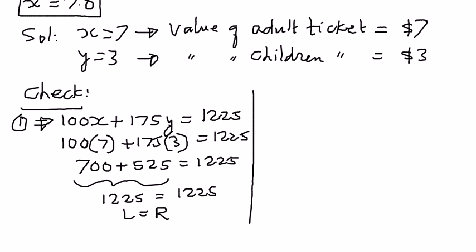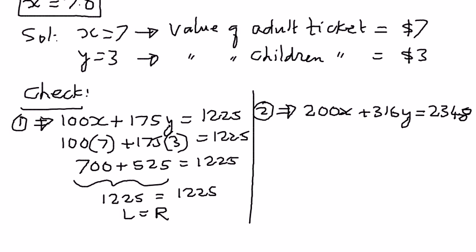We can also check the second equation and see if that satisfies it or not. So the second equation we have is as follows: 200x plus 316y is equal to 2348. That's what we have. That is, on the second day we sold 200 adult tickets and 316 children's tickets, and the total collection we obtained was $2,348. So if we were to substitute the values of x and y, the adult ticket as $7 and the children's ticket as $3, into this equation, will we be able to get $2,348?